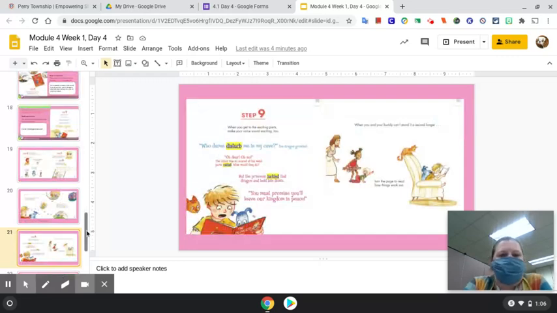Let's move on to step 9. When you get to the exciting parts, make your voice sound exciting too. Who dares disturb me in my cave? The dragon growled. Oh dear, oh dear. The robot was so scared. You can't read that, it's so small.